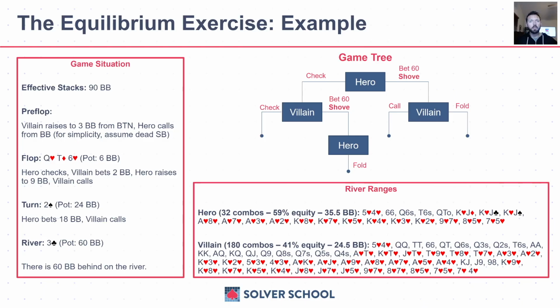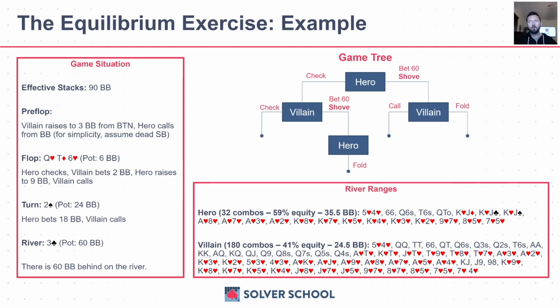Hero also raises here on the flop with some value. So pocket 6s, queen 6 suited, 10 6 suited, queen 10 offsuit are 2 pair. Hero check-raises on the flop and continues barreling here with some open-ended straight draws. So we have 3 king jacks with the king of hearts in this spot here, and then a bunch of different flush draws. So overall, hero has 32 total combos in his or her range.